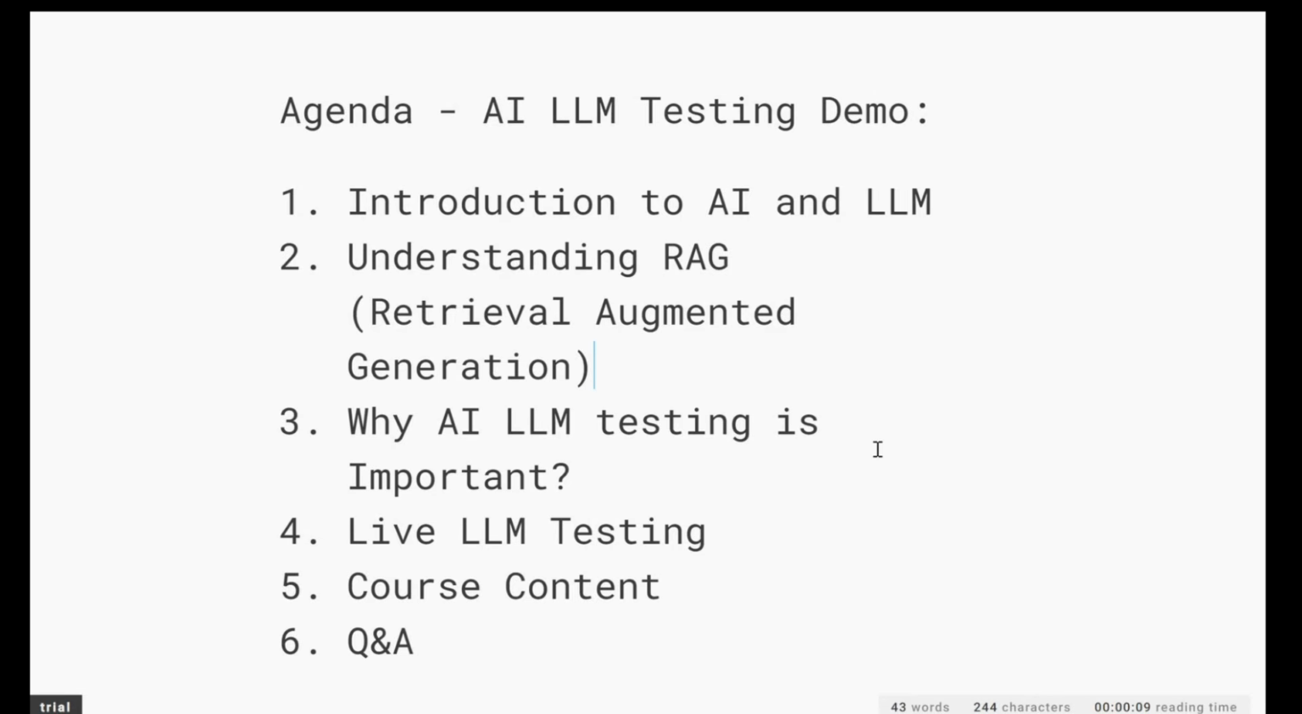And coming back to the agenda. So for our agenda today for AI LLM testing, it will be something which you can understand on the very first day, on the demo session. I'll talk about the introduction to AI and LLM. That means what is AI, what is LLM in detail, how does it work in general, understanding RAG, retrieval augmented generation, what is a RAG based application and so on, what is the difference between LLM and RAG, and why AI LLM testing is important.